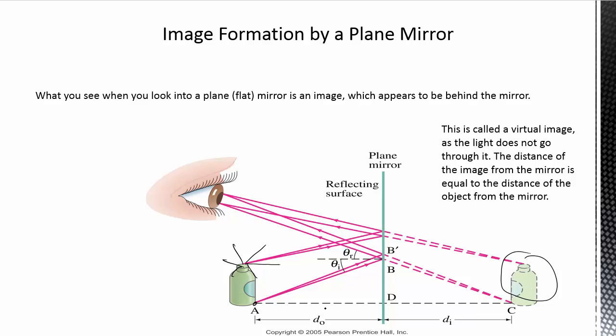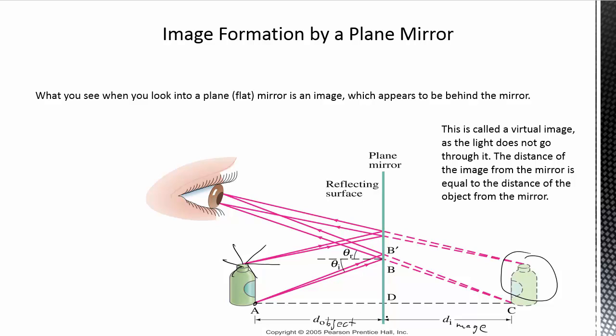Back to my idea of symmetry. Sorry, I got distracted. The symmetry of this situation shows that you will see the object just as far in the mirror as the actual object was from the face of the mirror. So what I'm saying here, this DO, that is what we usually call the object distance. It's the distance from the object to the mirror. And DI is the image distance. So this is image and object.